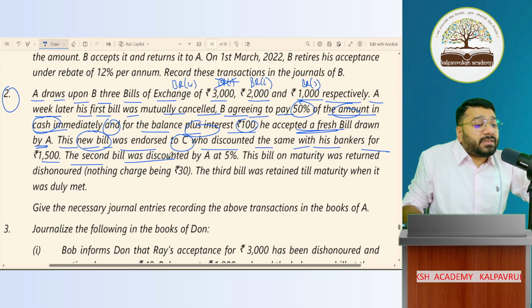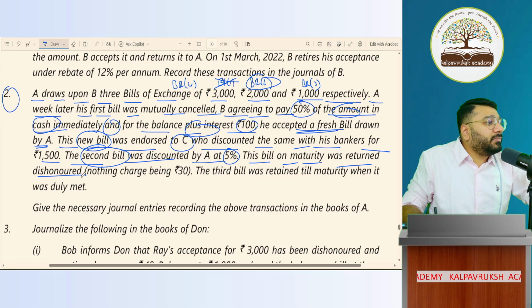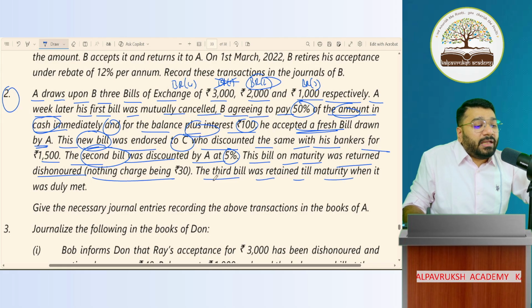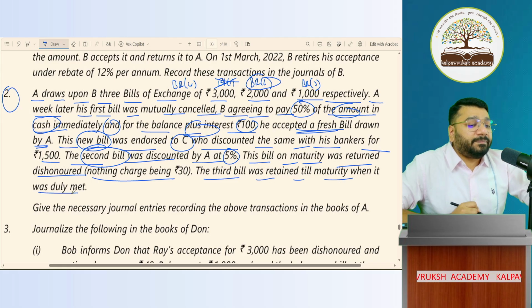The second bill, BR2, was discounted by whom? A himself, at 5%. This bill on maturity. Which bill? The second bill on maturity was returned dishonored. Noting charges 30. The third bill was retained till maturity when it was duly met.